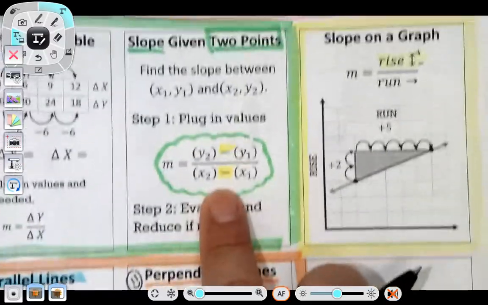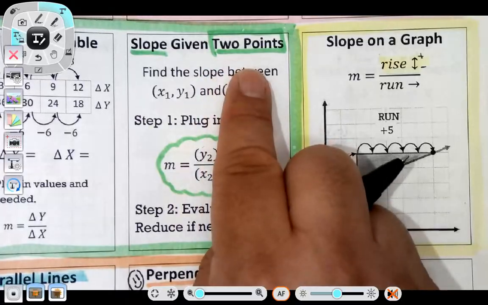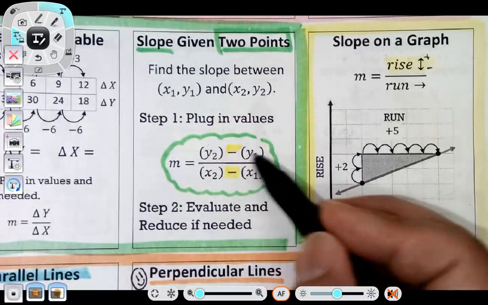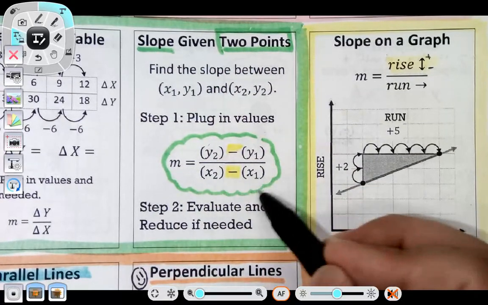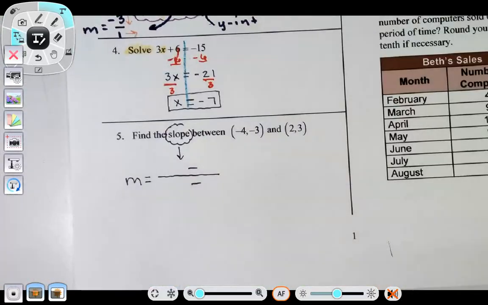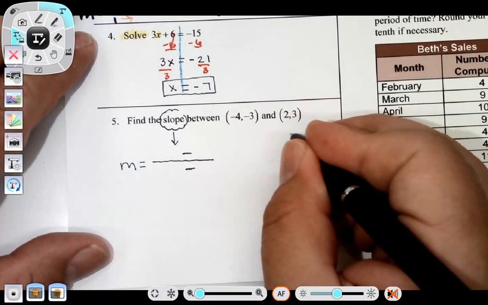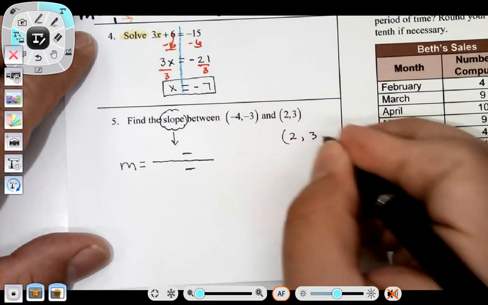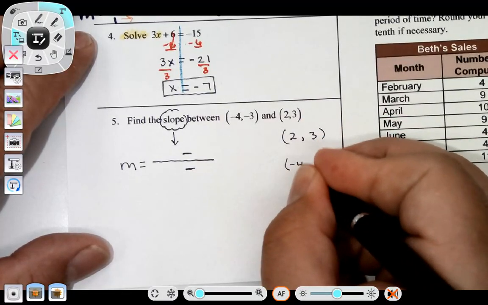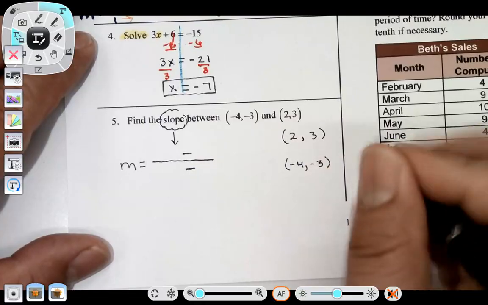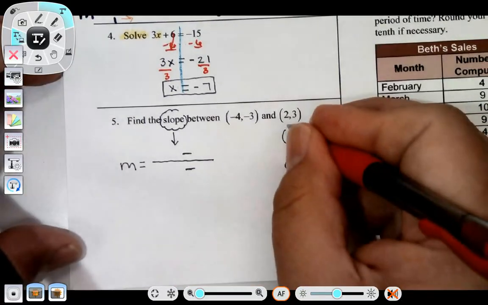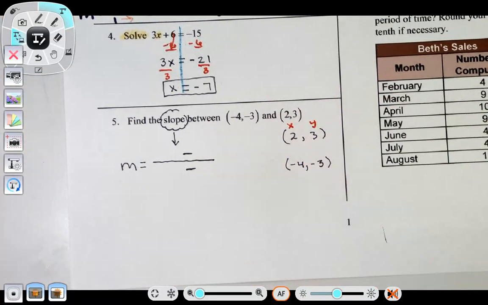There's the formula for slope, given 2 points. And so the y's are on top, the x's are at the bottom. So I like to organize my points. And by that I mean this. Look, let me go with 2, 3, because they're positive. Let me go with -4, -3. And then just remember, these are my x's, these are my y's.